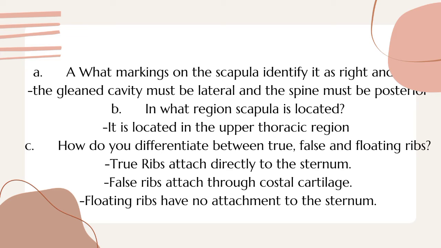Letter B. In what region is the scapula located? It is located in the upper thoracic region. Letter C. How do you differentiate between true, false, and floating ribs? True ribs attach directly to the sternum. The false ribs attach through costal cartilage, while the floating ribs have no attachment to the sternum.